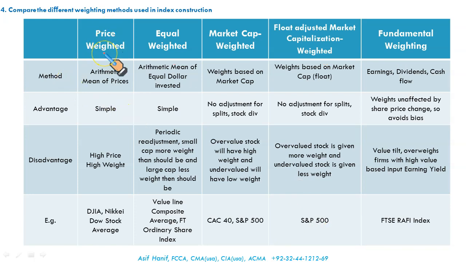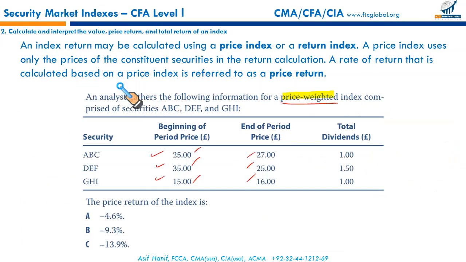So in price weighted, we simply take arithmetic means of prices. That was the very first example we did. Let me take you back to the example. See, this was the price weighted. What we did was simply added up these prices, right? And then we added up the ending prices. The difference between the prices will reveal either the improvement or deterioration in the index, positive returns or negative returns.